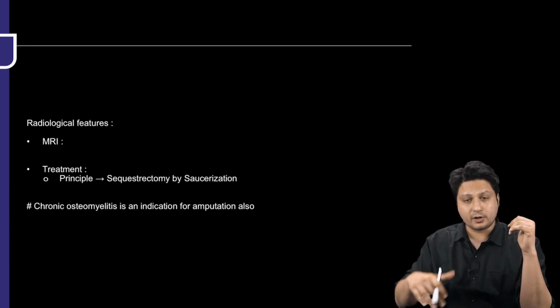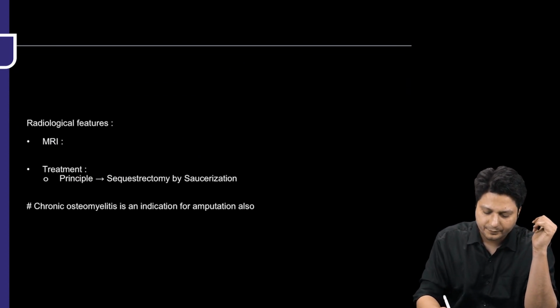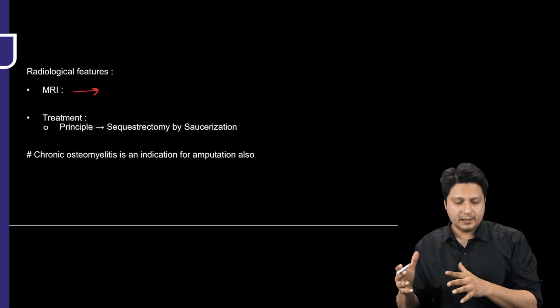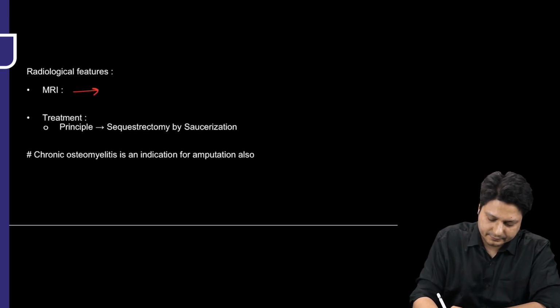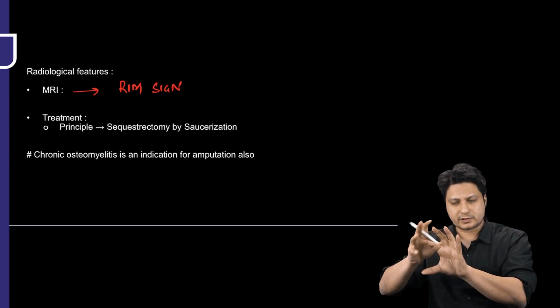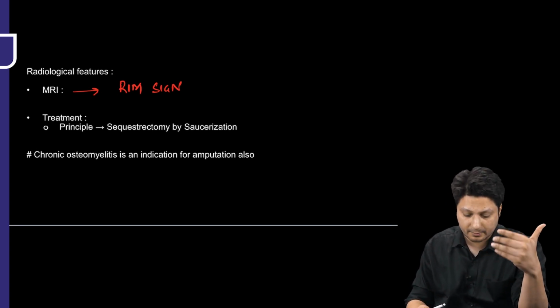Now, as far as radiological findings for chronic osteomyelitis are concerned, the MRI will reveal the paprika sign. All right, so it is actually a rim sign. All these features, the involucrum, the presence of sequestrum, granulation, will appear like a rim, and that is the reason why it is known by the name of rim sign.